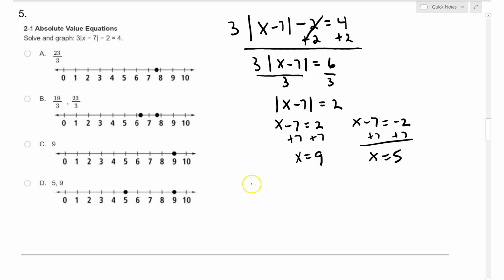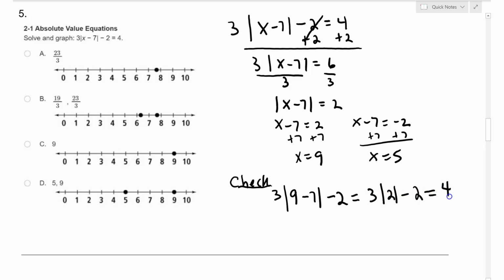We have to check for those extraneous answers. So you have 3 times the absolute value of 9 minus 7, minus 2. And we know that 9 minus 7 is 2. 3 times the absolute value of 2, minus 2. The absolute value of 2 is 2. 3 times 2 is 6, 6 minus 2 is 4, so that does check.